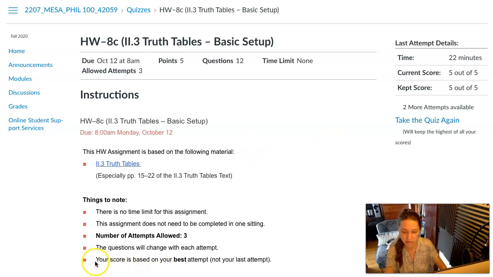Okay, good luck and have fun. If you enjoy puzzles and Sudoku and stuff, you'll probably like this material. That's everything for the week.